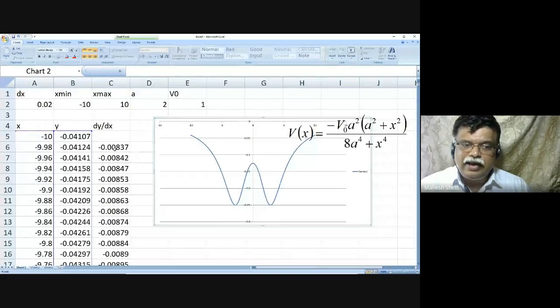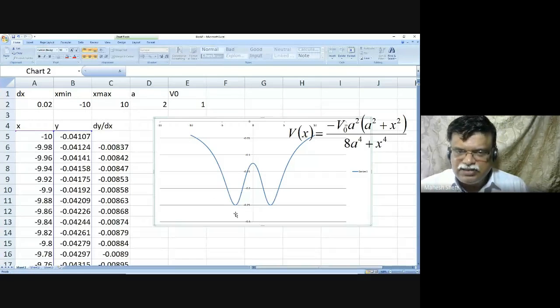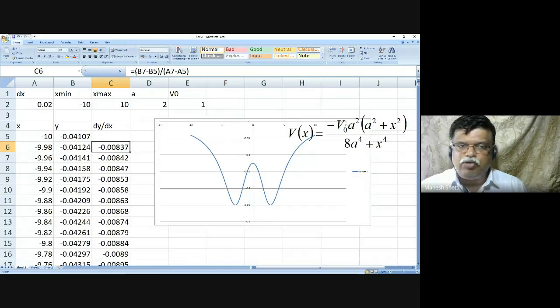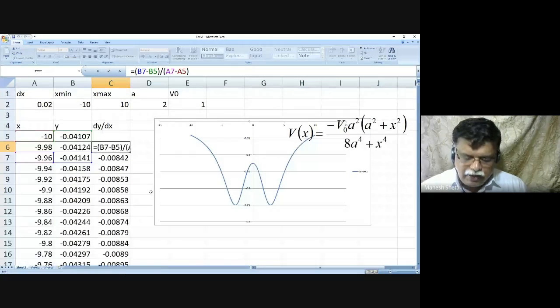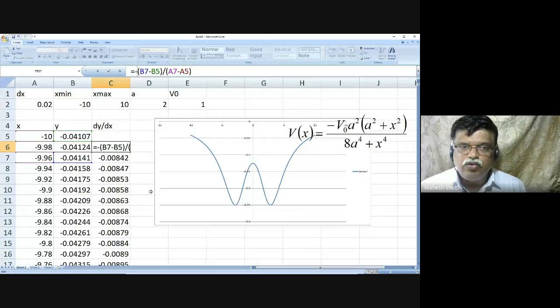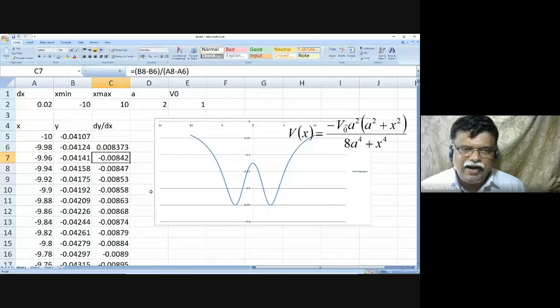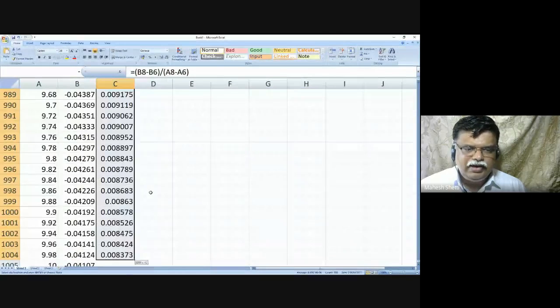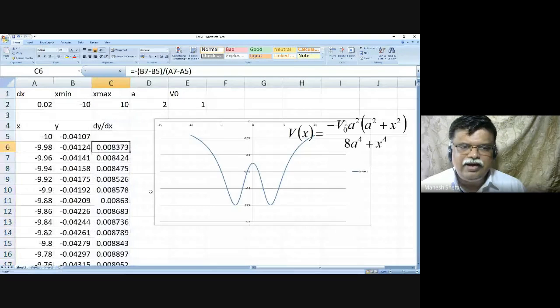Now let me calculate the derivative of this, and I will have to calculate the negative derivative. Here I have calculated positive derivative. I will have to put negative sign so that I will get the force, because force is negative gradient, negative slope of the potential. So I put that, and I will calculate that till the end.